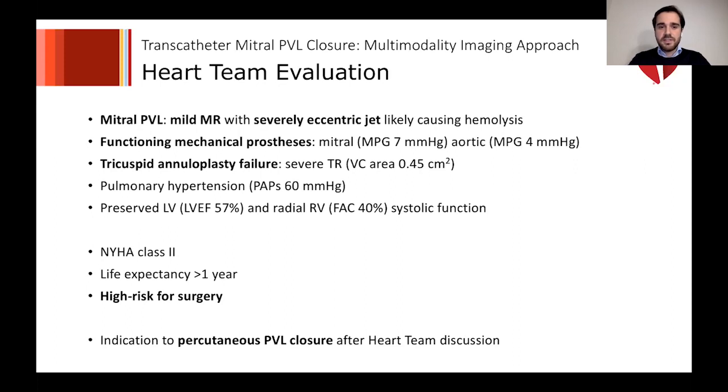The mechanical prostheses were well functioning. However, the tricuspid annuloplasty failed, causing severe TR, and the patient had preserved left and right ventricular function. Looking at his clinical profile, he was in class 2, he had a good life expectancy, but was deemed at high risk for surgery, and therefore the indication was percutaneous PVL closure after heart team discussion.